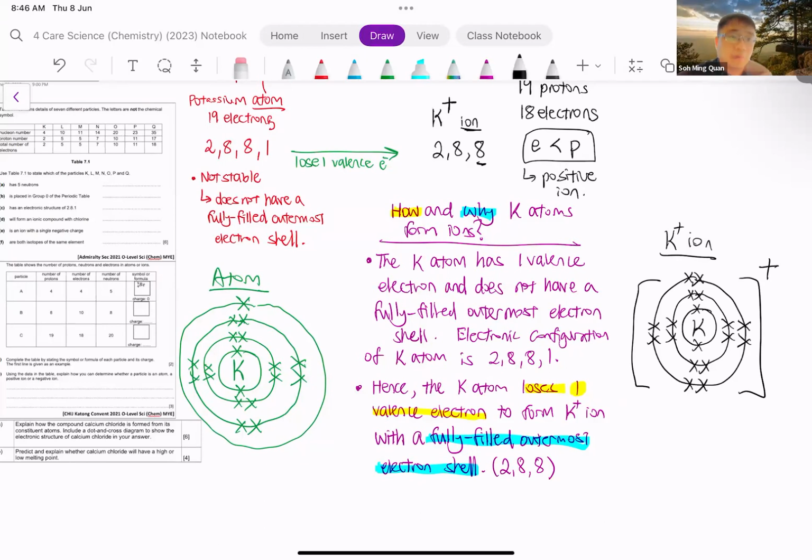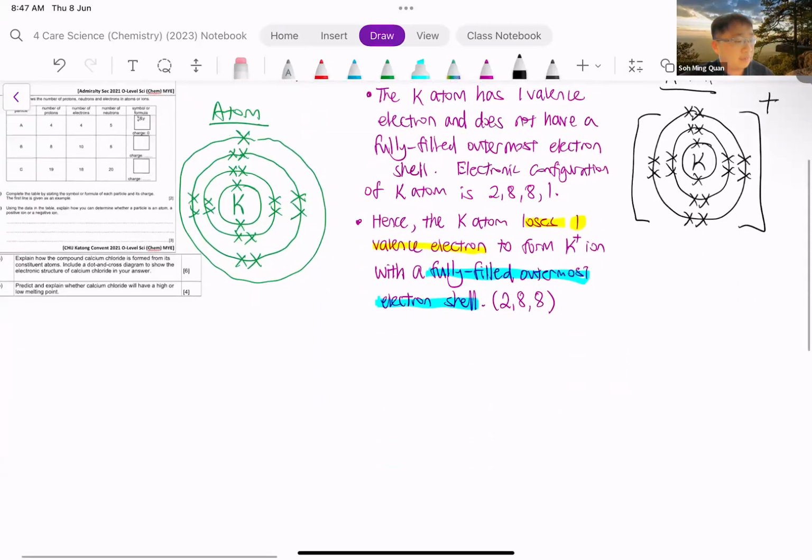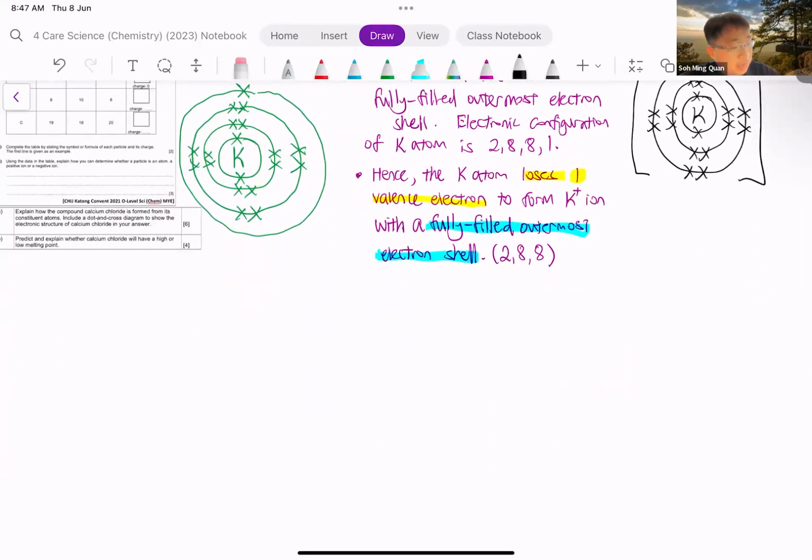Take, for example, we can think of other elements from, say, group 2, group 3. Remember, the group number tells you how many valence electrons it has. So an element from group 3 will have 3 valence electrons. If it has 3 valence electrons, it cannot just lose one valence electron. So now we're going to look at another element like aluminium.